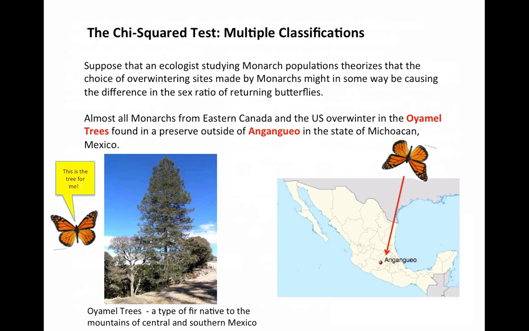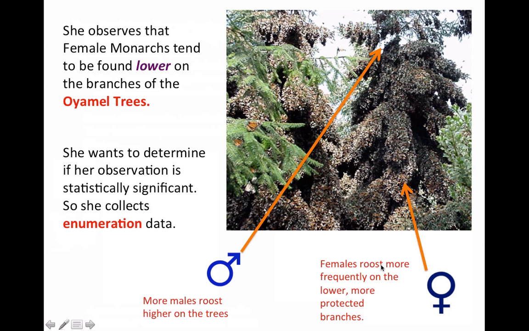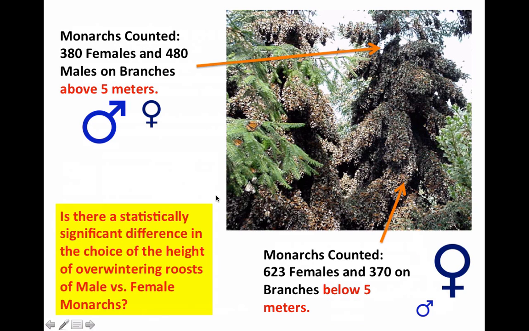We have monarch butterflies. They're flying down to their roost site or their overwintering site in southern Mexico, and we have an observation. The observation is that the male butterflies roost more frequently at higher points on the roost trees or the oyamel trees, and the females roost more frequently on the lower branches. This is an observation made by an ecologist. And what the ecologist does is she gathers some enumeration data. So she does some counts.